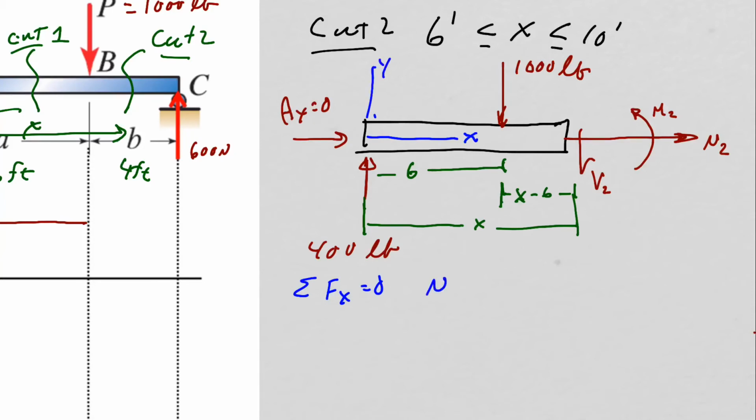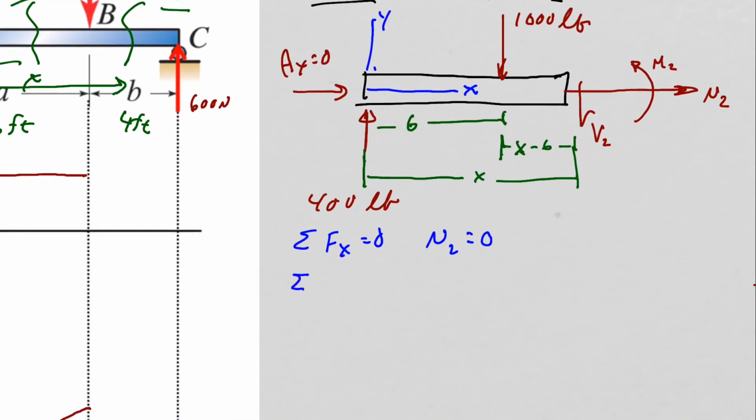we find that our N2 is equal to 0. If I sum forces in the Y direction, set that equal to 0, I have plus 400 minus 1,000 pounds minus V2. We find out that V2 equals minus 600 pounds.